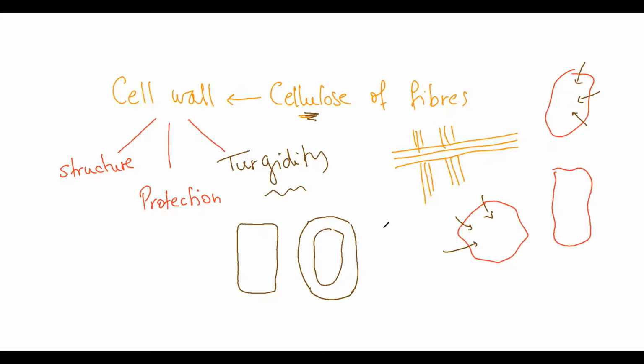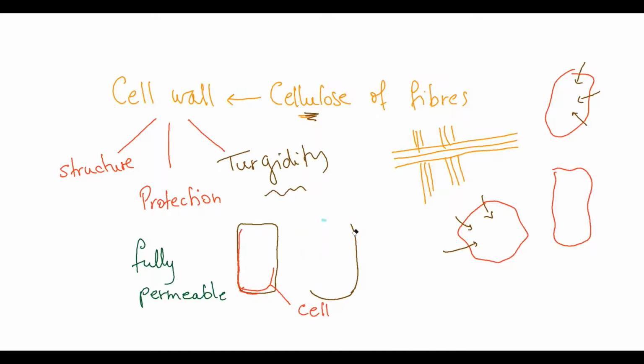And by the way, this cell wall is permeable to anything. We say that it is fully permeable. It means that it can pass everything, but immediately just next to the cell wall, sticking with it like this, is the cell membrane. But I have just said that the cell membrane is partially permeable. It means that the cell wall is going to pass everything, but the cell membrane will say stop. Only the materials that are needed are allowed to pass.